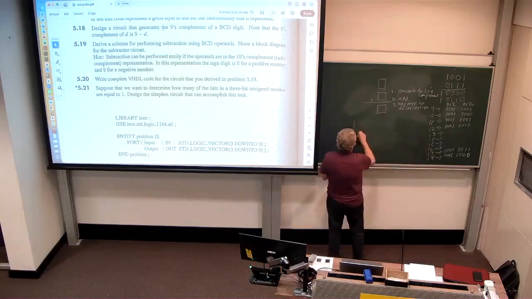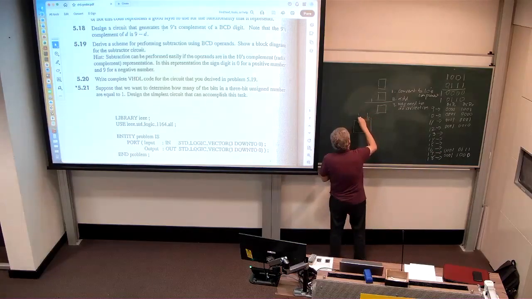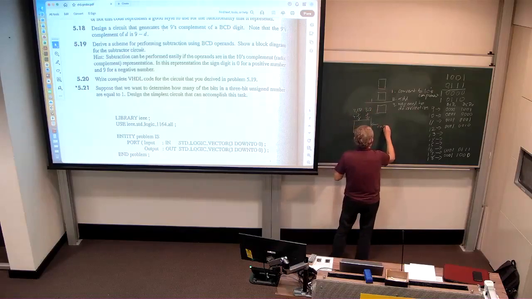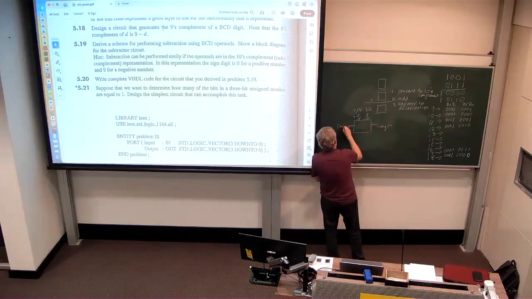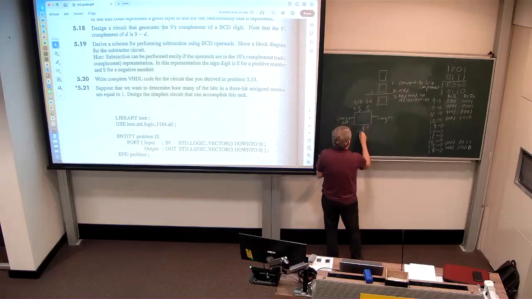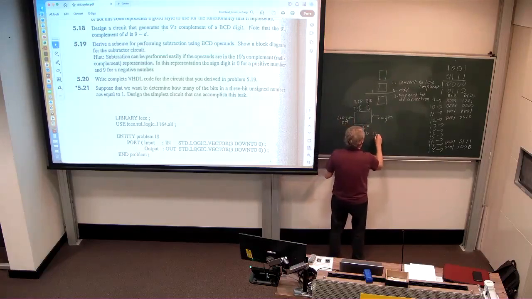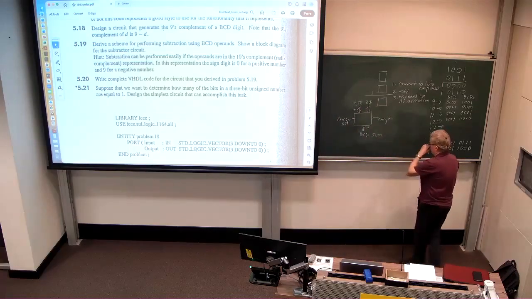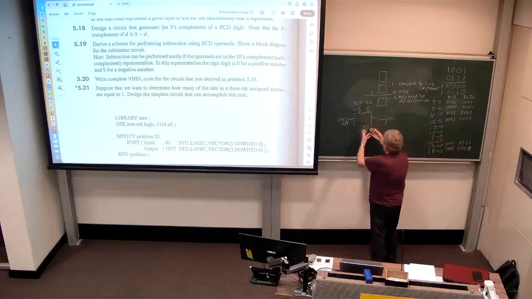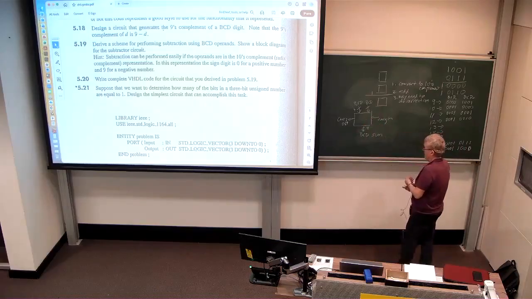So if we have some block of logic and we have 2 BCD digits coming in, we have a carry in as well and a carry out. And of course the sum, BCD sum. So that's what we want to have. So what are the possibilities here? I mean, this is precisely what's in the lab.